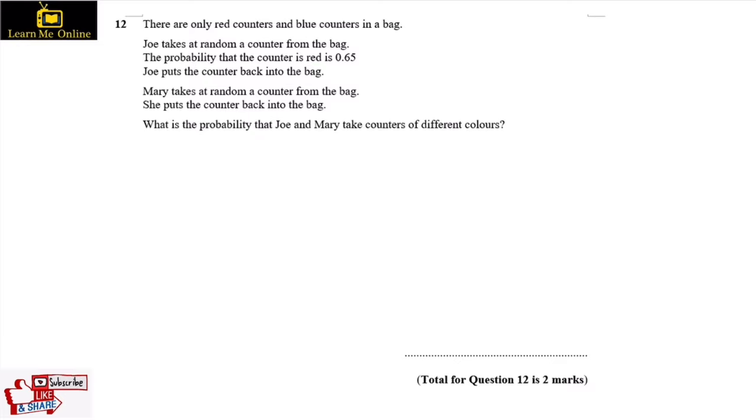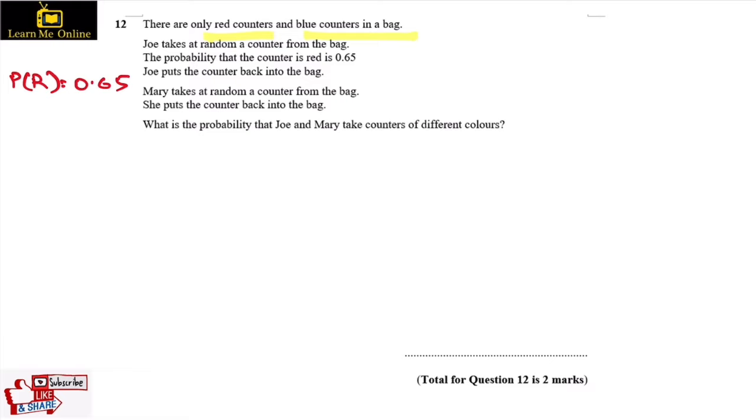Alright, so here we have got the question on the probability topic. There are only red counters and blue counters in the bag. Joe takes a random counter from the bag. The probability that the counter is red is 0.65. So I'm going to write down the probability of the red counter is 0.65. Joe puts the counter back into the bag.